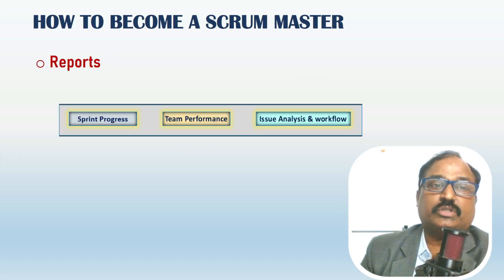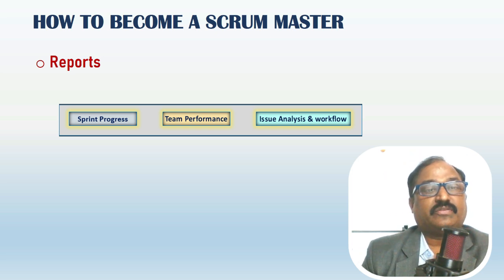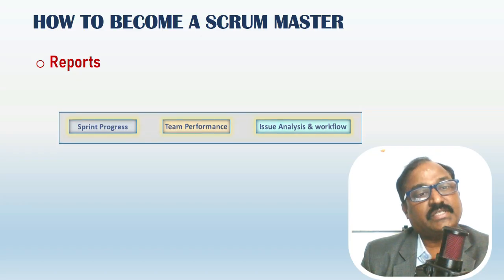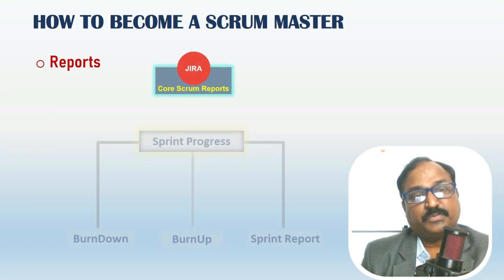Reports. Reports will help in tracking the work completion status, identifying bottlenecks, overall sprint health, and refines the process for future sprints. Reports are categorized as sprint progress reports, team performance reports, and issue analysis and workflow reports. Sprint progress reports, they are burn down, burn up, and sprint report.